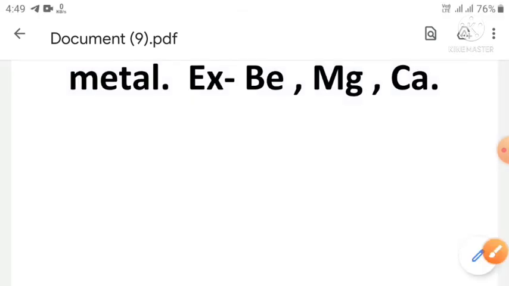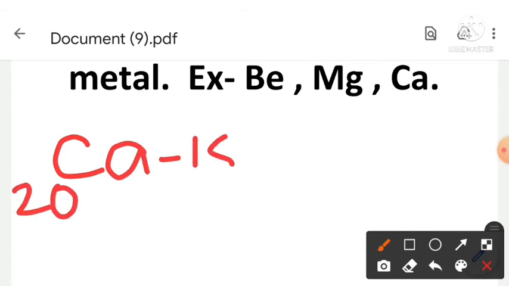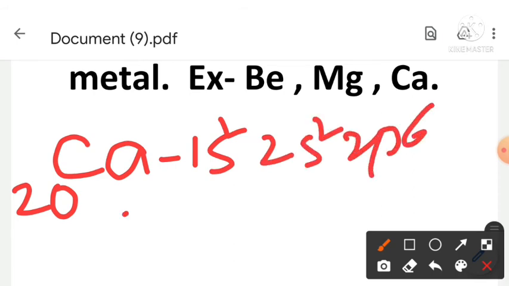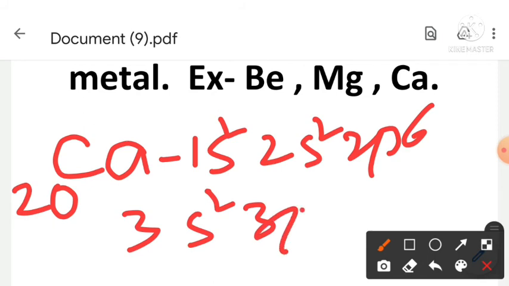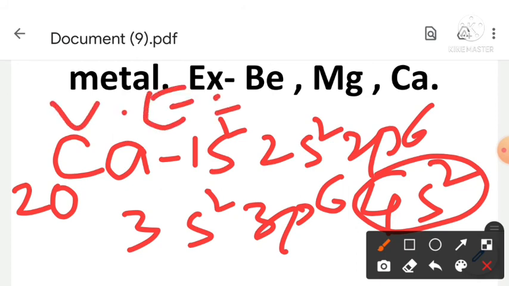Now we see calcium. We know that Z of calcium is 20. So we write electronic configuration 1s2, 2s2, 2p6, 3s2, 3p6 and 4s2. We know that the outermost shell of calcium is 4s2. So valence electron is 2. So it is said to be a metal.